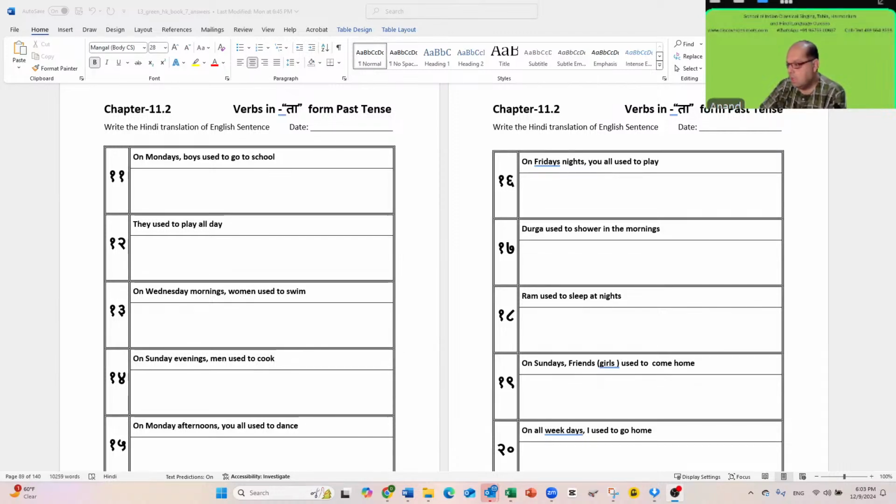Okay, so welcome to Desi Roots Hindi Language Intermediate class. In this class, we are today learning how to format verbs or conjugate verbs in the ta form. And we are going to read some sentences.